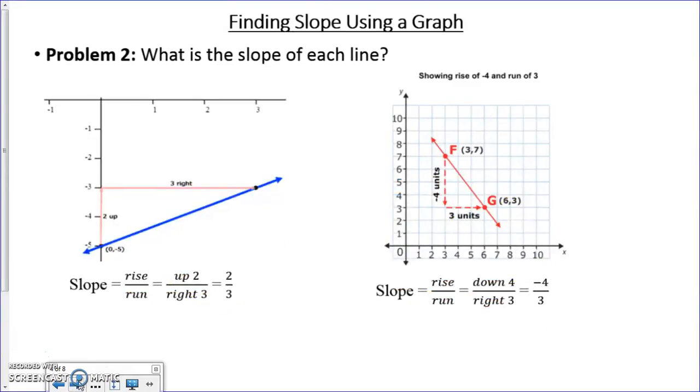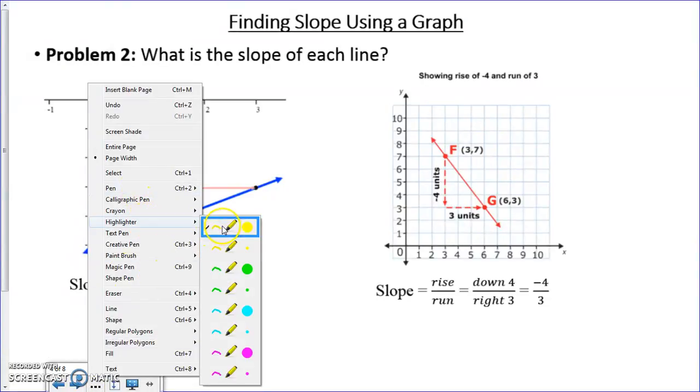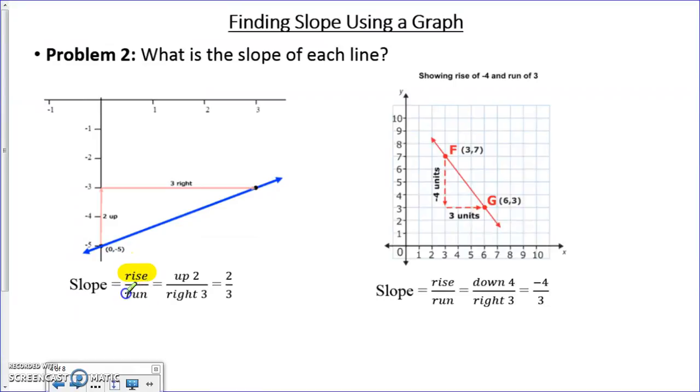Finding slope using a graph. Problem 2. What is the slope of each line? When we're trying to find slope from a coordinate plane or a graph, we can use the concept that slope equals rise over run. So here in this graph, we have the point over here and the point over here. So we rise 2 up, which is positive 2, and we run, or go to the right, 3 units. Right is positive 3. So the slope of this graph is 2 over 3.